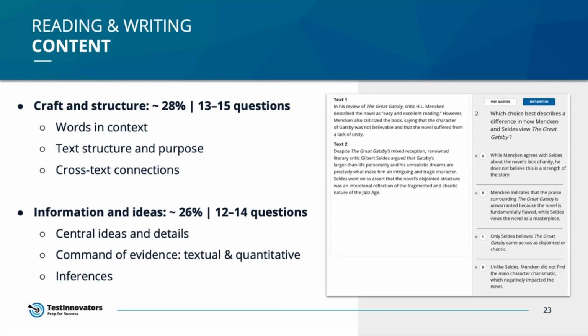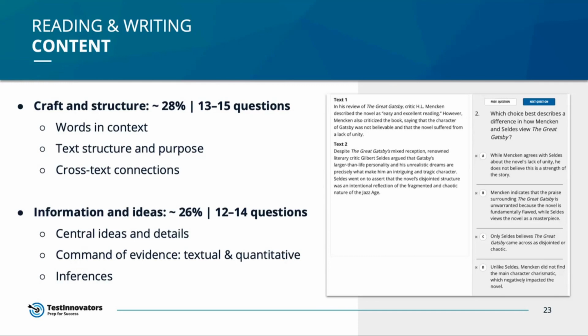Then you'll have about 26% of the test, that's 12 to 14 questions, on information and ideas. So you'll see central ideas and details, command of evidence, both textual and quantitative. Quantitative, that's where you're going to see some of those graphs and tables, and then questions that are asking you to infer things from the text, inferences. You can see this sample question here has 2 short passages. That's what I mean by a pair of short passages. They're both short. And this one's asking you to discuss a difference between the 2 authors' views.